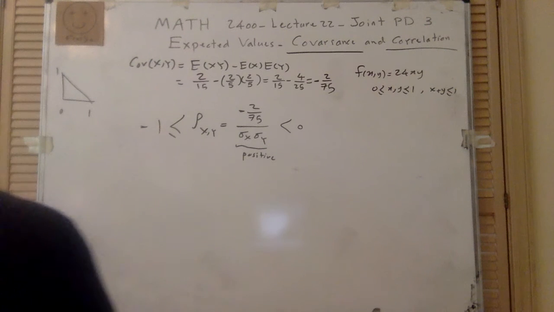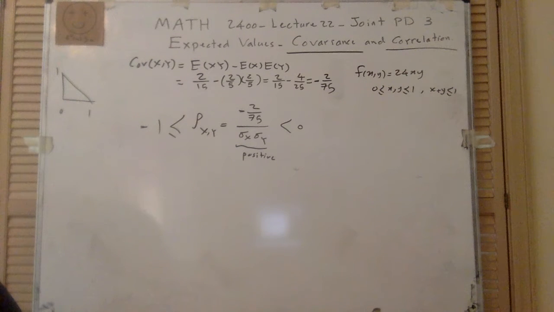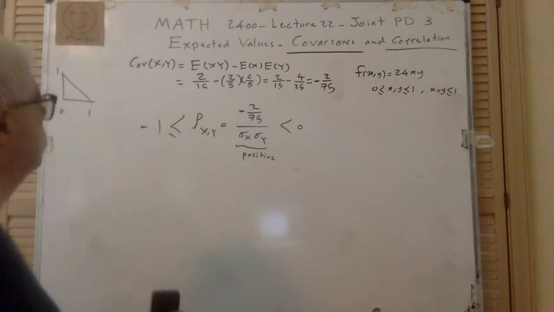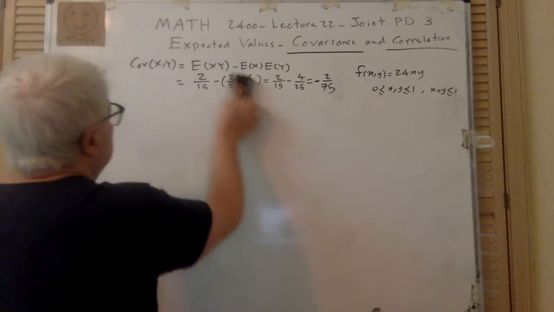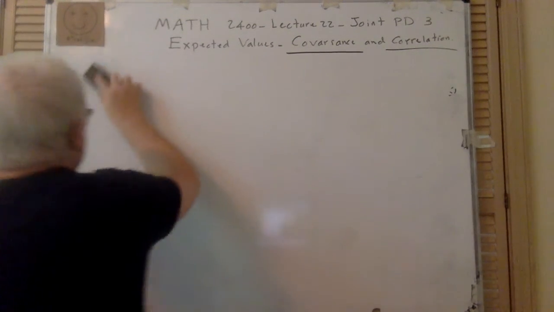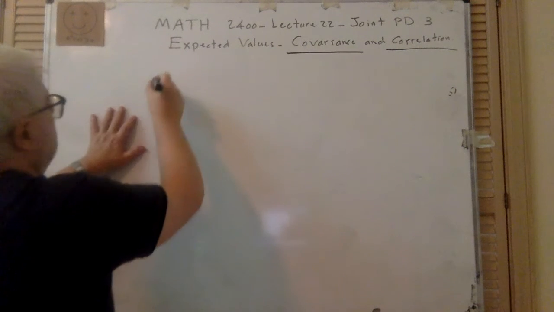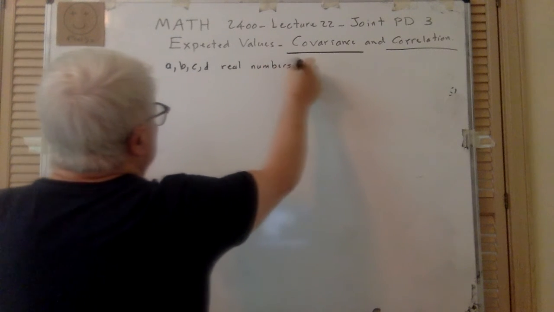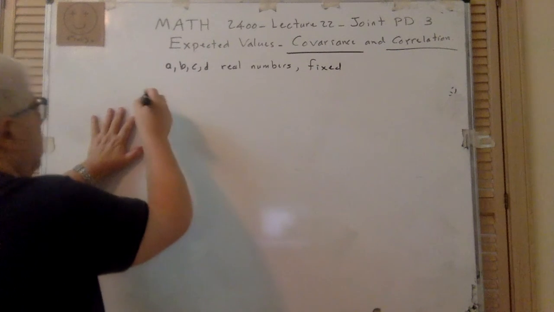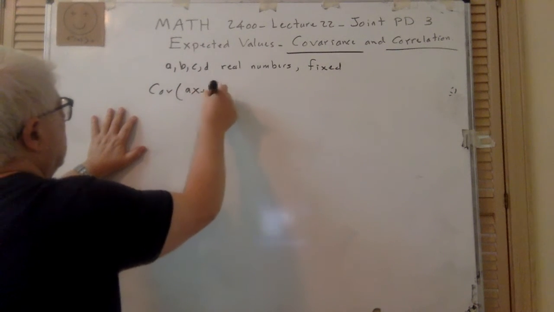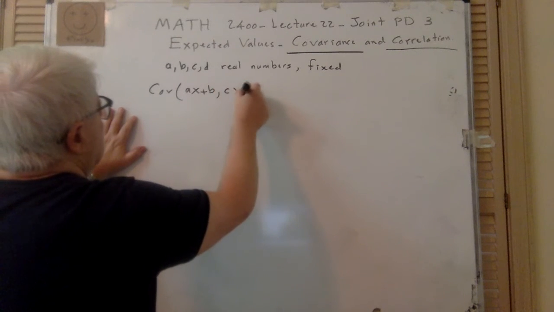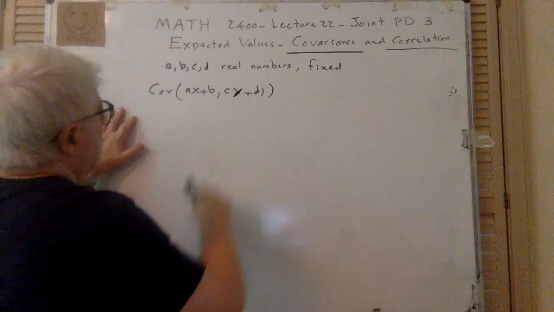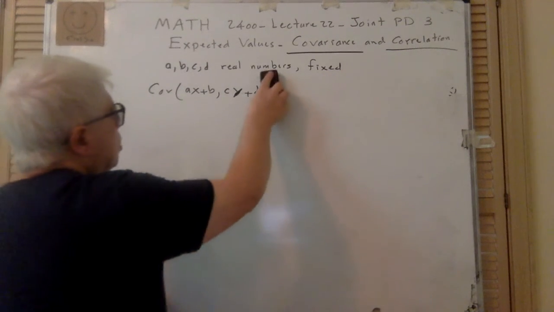Okay. Well, let me see if there is anything else that I should add here. Oh yeah, let's see what happens if I have some functions of x and y, and what happens to covariance. So let's say A, B, C, and D are real numbers and fixed, so they are not random. Let's find the covariance of aX plus b, comma, cY plus d. So a linear function of the first one, and also a linear function of the second one.